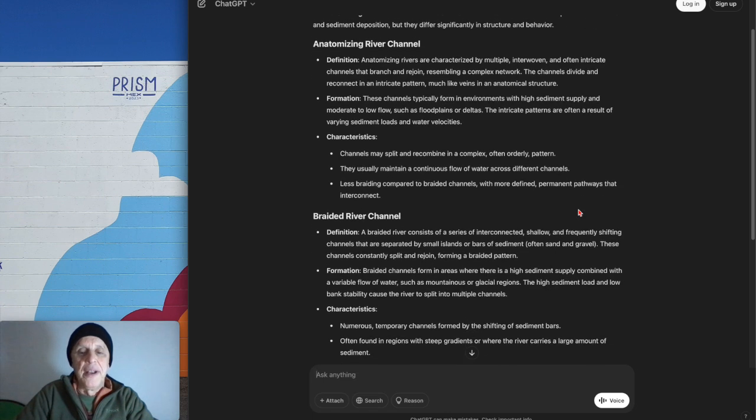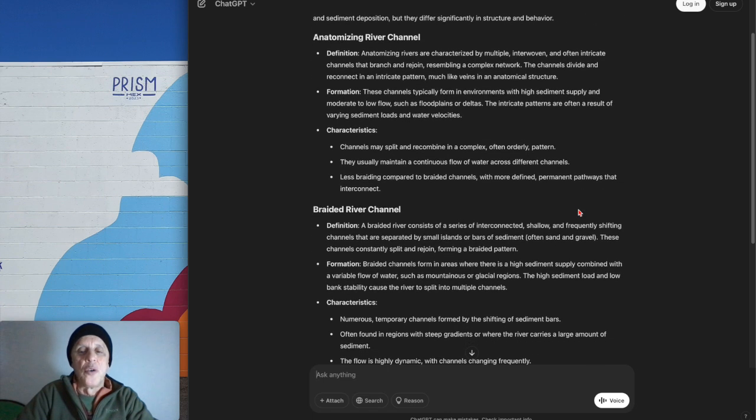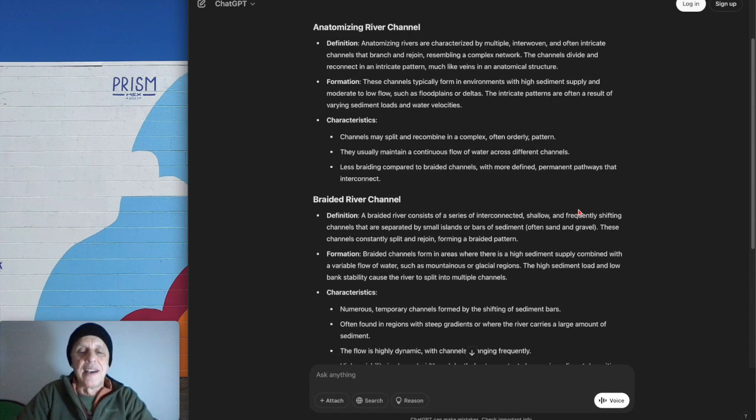Characteristics: channels may split and recombine in a complex, often orderly pattern. They usually maintain a continuous flow of water across different channels. Less braiding compared to braided channels, with more defined permanent pathways that interconnect.